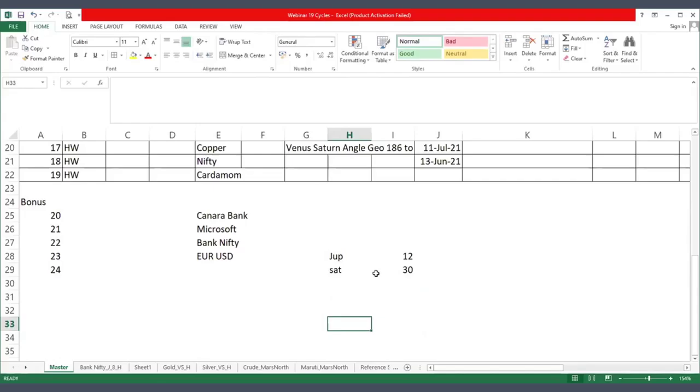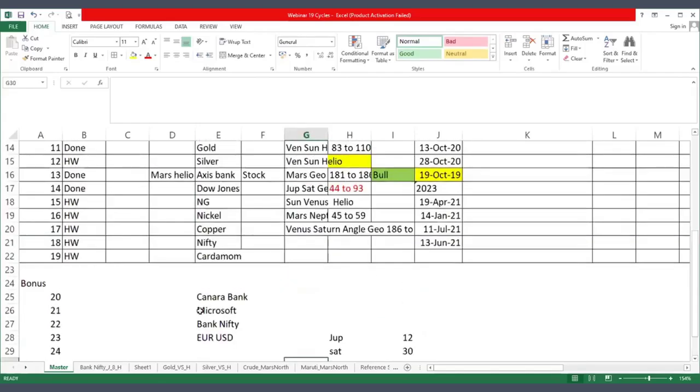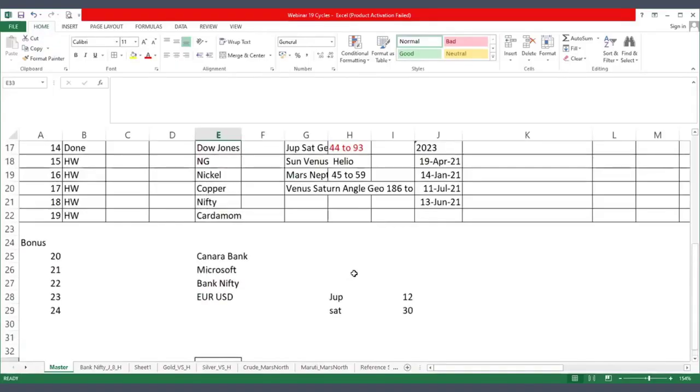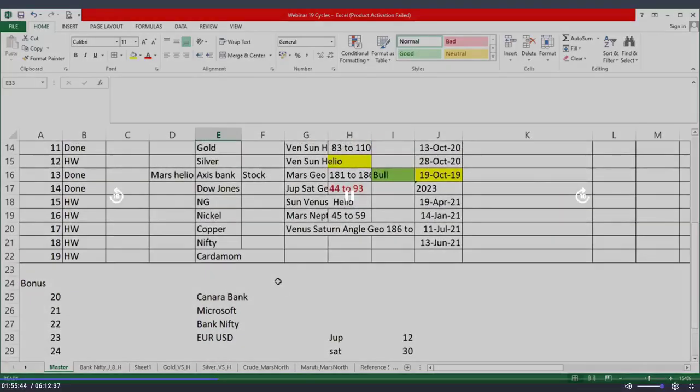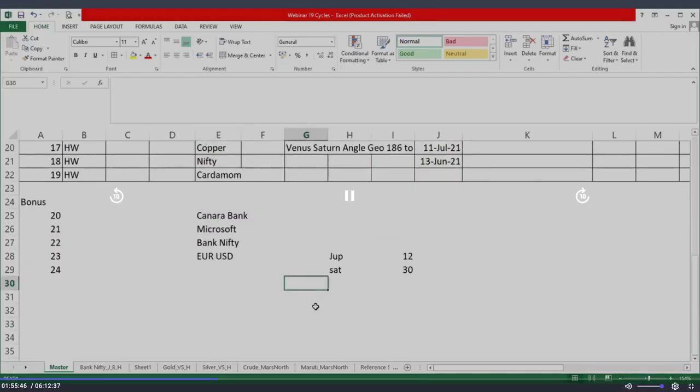Mohanji, I am not aware if PNB is still in F&O. You need to check that. I had mentioned the PNB name in the 90s scripts, 19 cycles, which I will be giving. So I am sharing that. Okay.